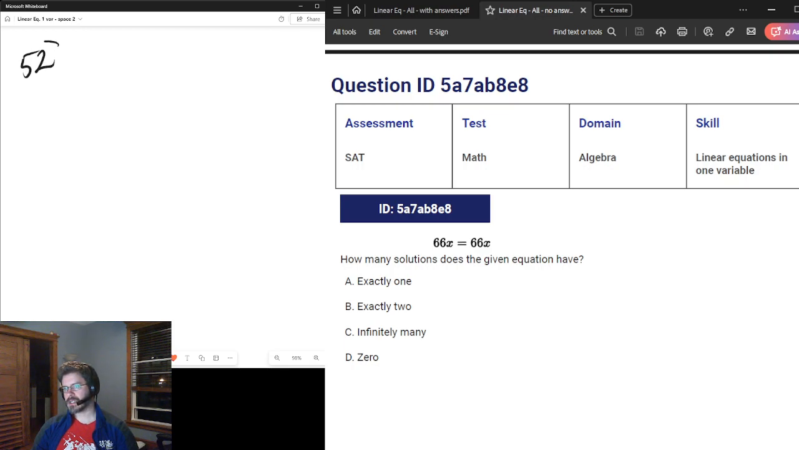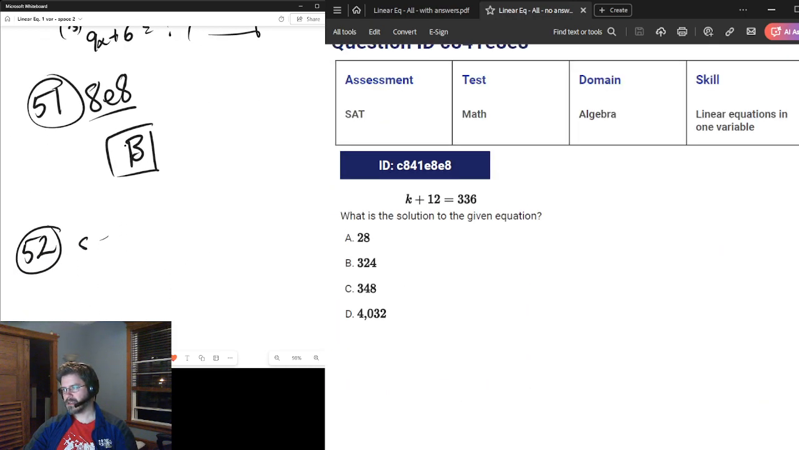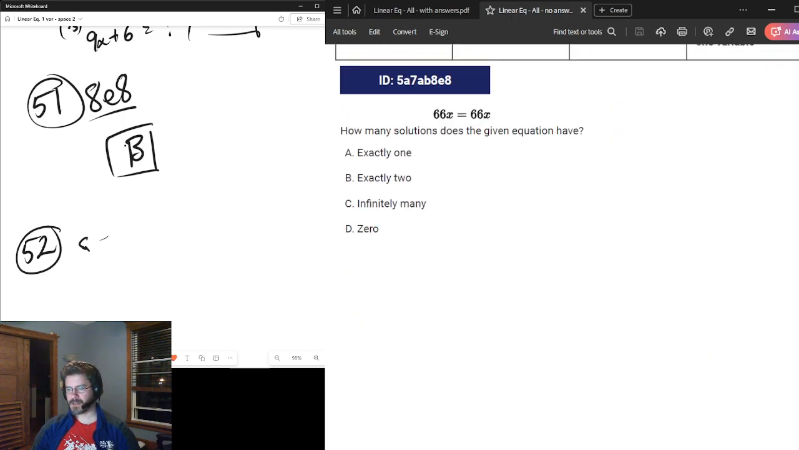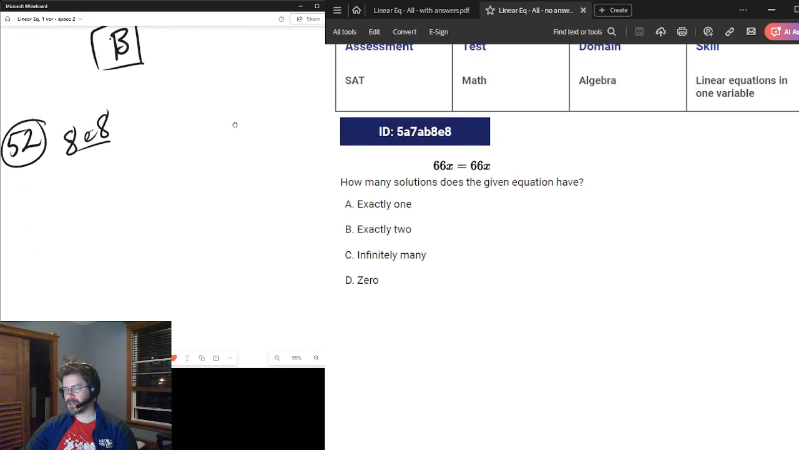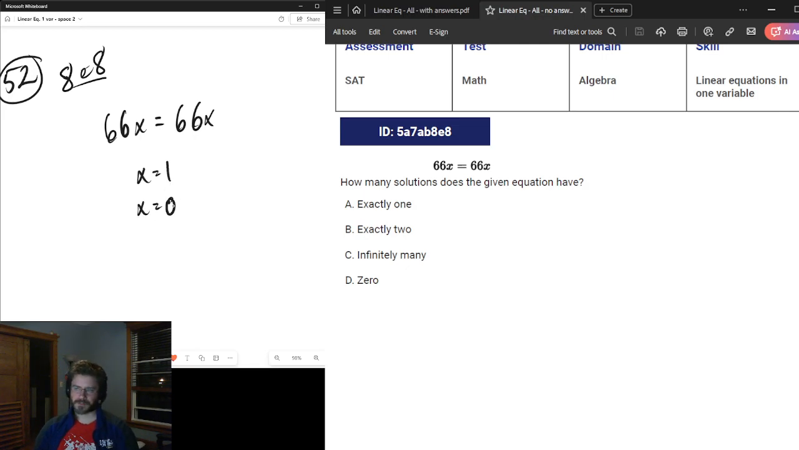Question 52 is a classic SAT question. Is this also 88? That's funny. They have the same ending. Thought those would all be unique, but I guess given enough time, we're going to find 2. It's weird that they're right next to each other. All right, so I was saying this has 2 solutions. 66x equals 66x. How does it have 2 solutions, you might wonder? Well, x could be 1, or x could be 0.